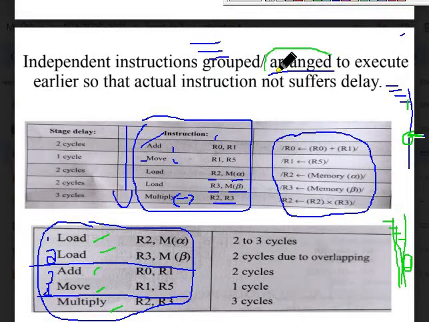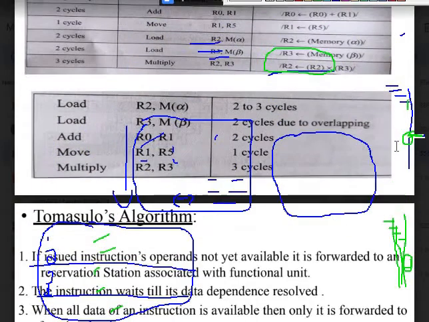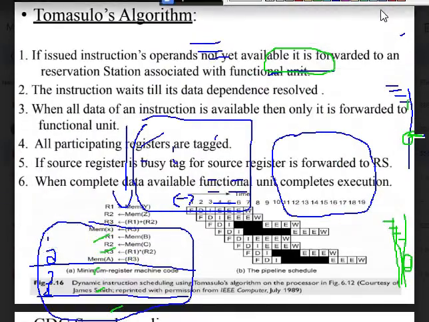Actually, we have studied this in our last discussion. Anyway, it is also a kind of dynamic instructions arrangement. It is called the instructions arrangement method of execution. Okay, so let's take the next one.